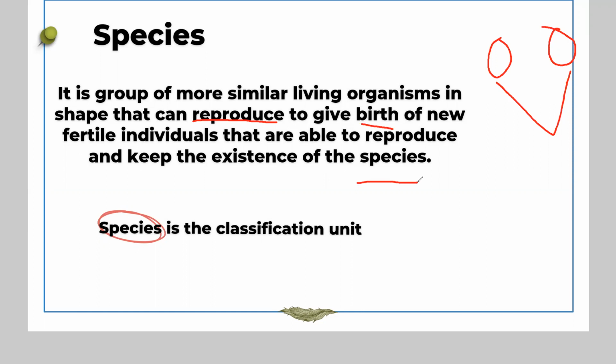This means we have male and female of any living organism of the same kind. They can reproduce to give birth and give us new individuals that can reproduce to give us another one. And the species is the classification unit. Okay, so what is the classification unit? Species. So again, species is a group of very similar living organisms in shape that can reproduce to give birth to new fertile individuals that are able to reproduce. So the new individuals are able to reproduce and keep the existence of the species.